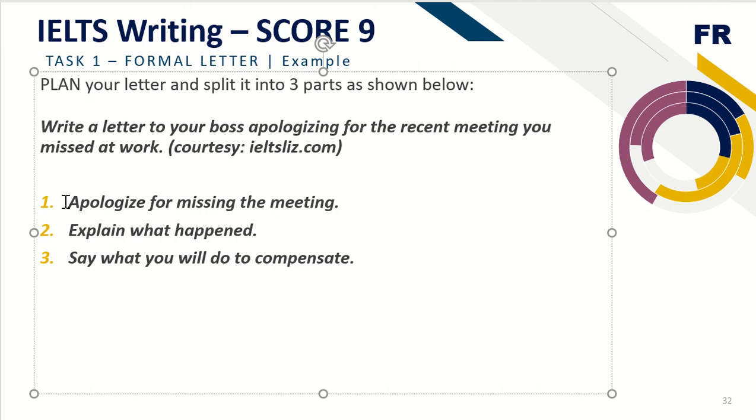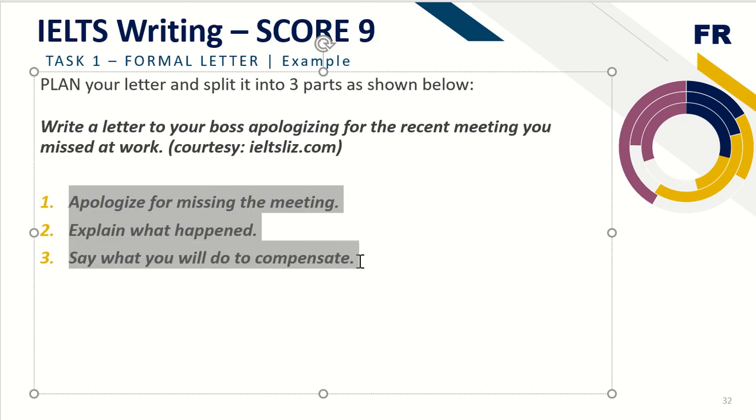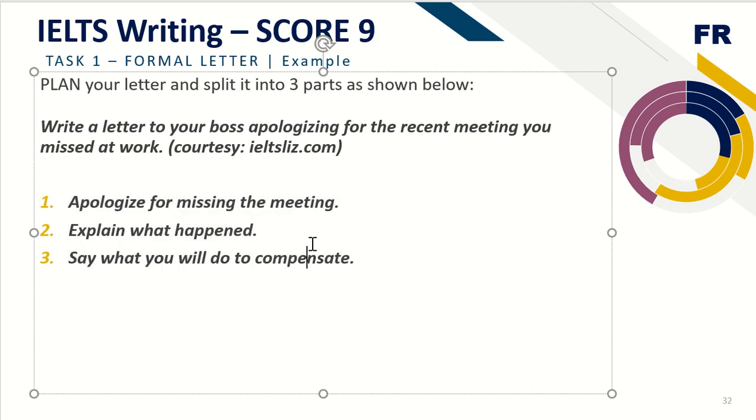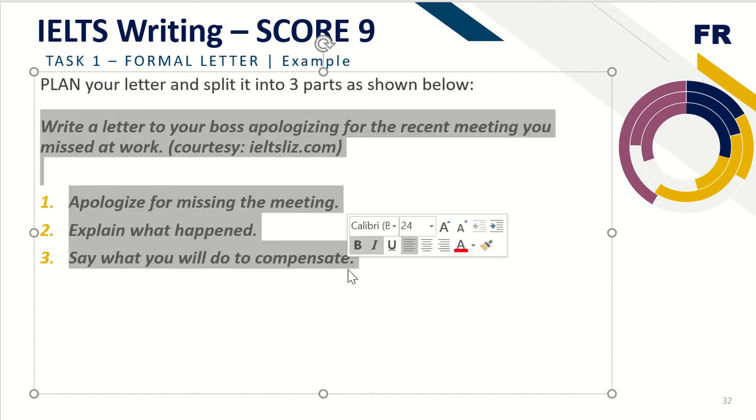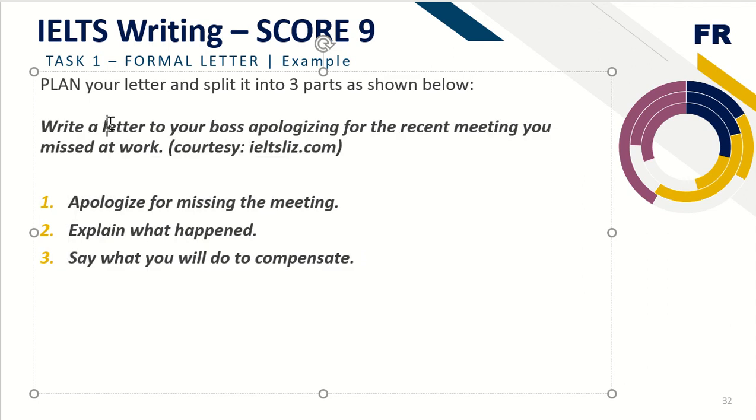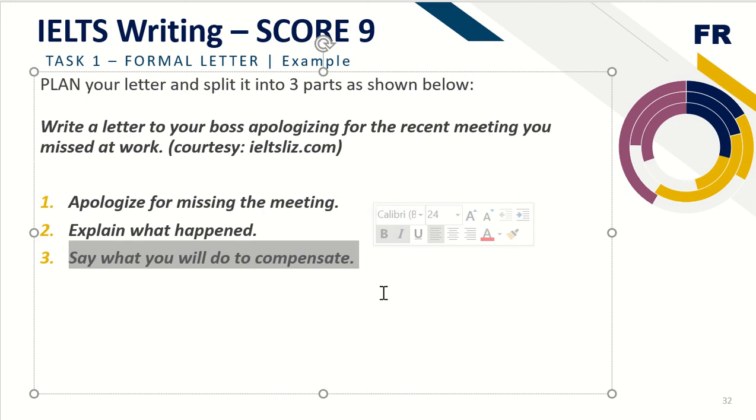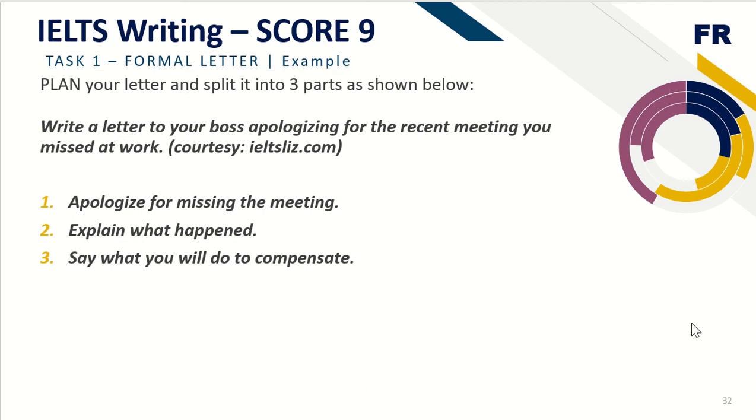Now, that is one of the reasons why you need to really carefully read the question. Once you understand the question, and you address all these parts, you've already gotten quite far. Addressing all parts of the question is also a major marking criteria for the examiner. So make it a point that when the question prompt is presented in front of you, you address all the parts of it. Now you could look at it this way: write a letter to your boss, that's one part of it. Apologize for missing the meeting, that's another part. Explain what happened, that's another part. Say what you will do to compensate, that's another part.